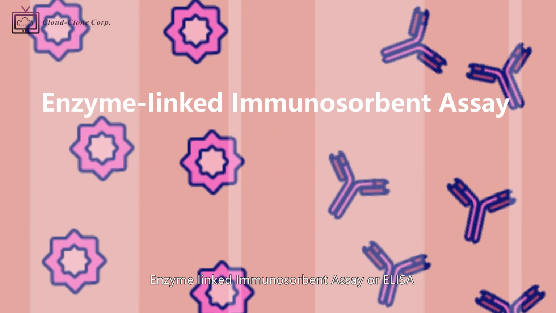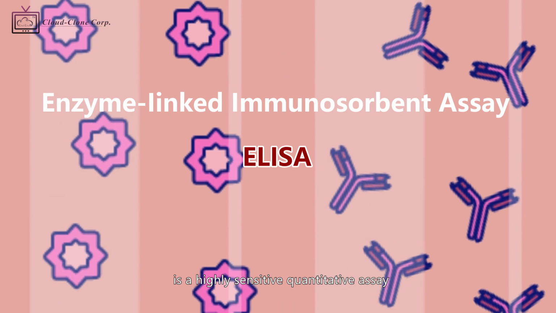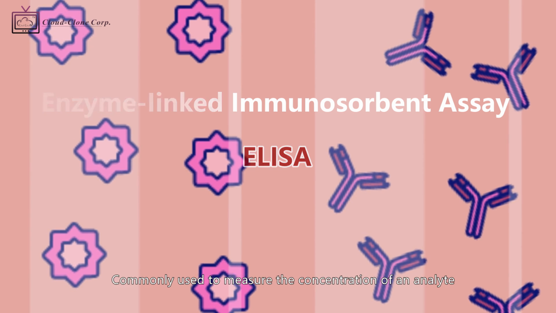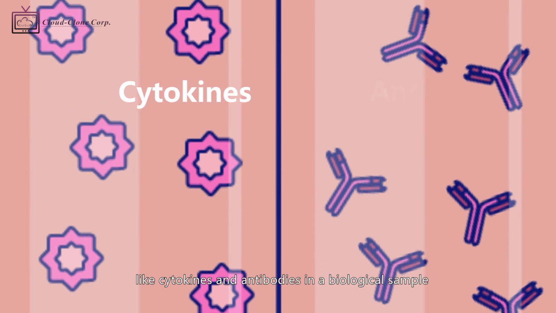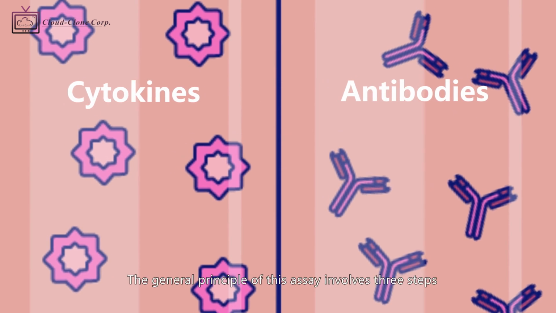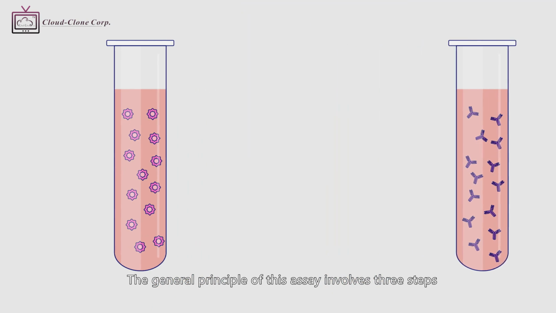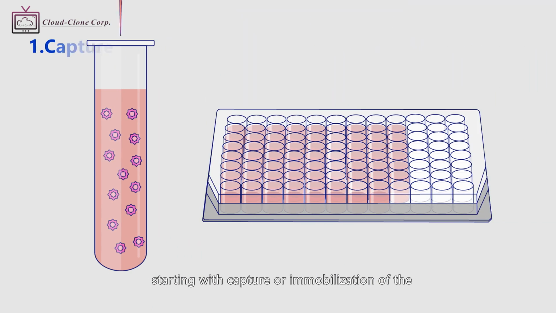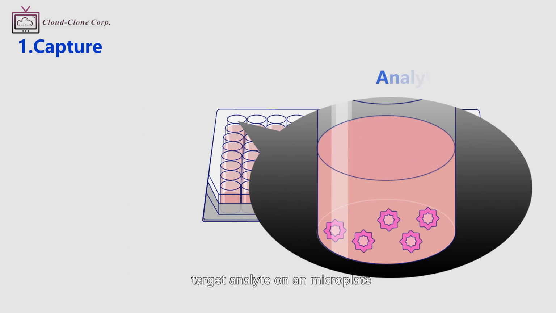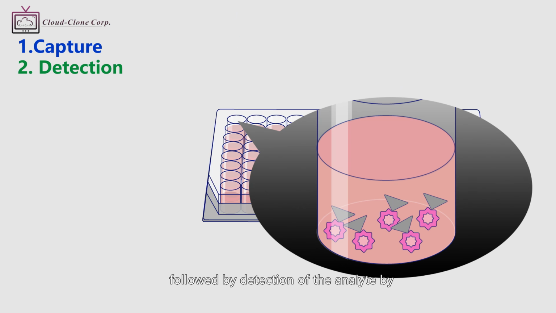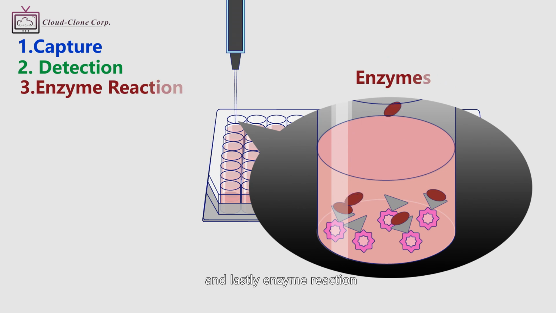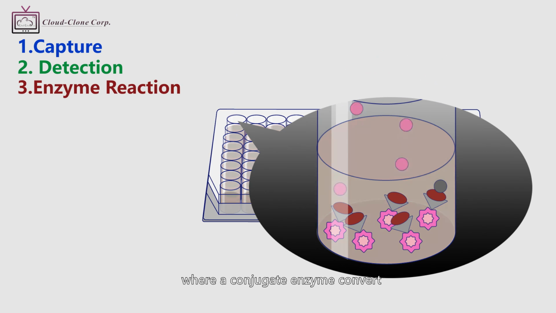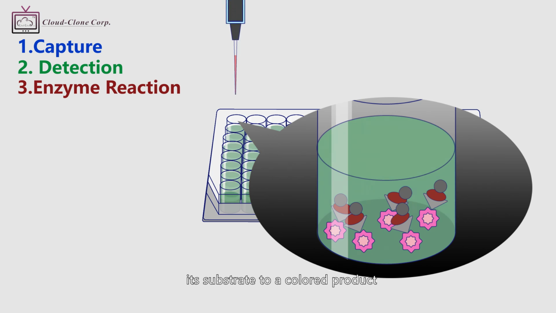Enzyme-linked immunosorbent assay, or ELISA, is a highly sensitive quantitative assay, commonly used to measure the concentration of an analyte, like cytokines and antibodies, in a biological sample. The general principle of this assay involves 3 steps, starting with capture or immobilization of the target analyte on a microplate, followed by detection of the analyte by targeting specific detection proteins, and lastly enzyme reaction, where a conjugate enzyme converts its substrate to a colored product.